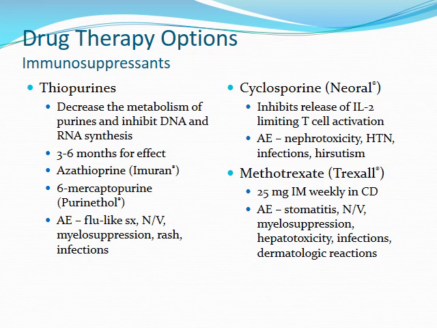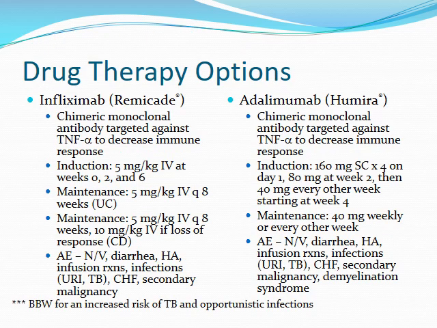And then methotrexate can also be used. You see here it is usually going to be given weekly in Crohn's disease. Again, these are fairly low doses compared to what we would see for chemotherapy uses. Only 25 milligrams IM, versus sometimes grams and grams in chemo patients. Adverse effects include stomatitis, nausea, vomiting, and myelosuppression. Remember, with methotrexate we also will see hepatotoxicity being possible here, and a chance for some dermatologic reactions.